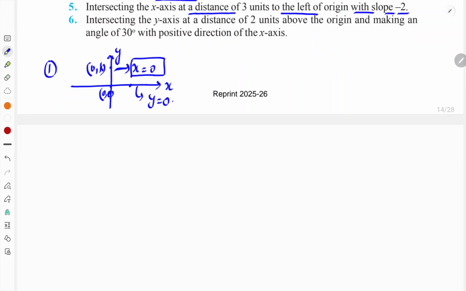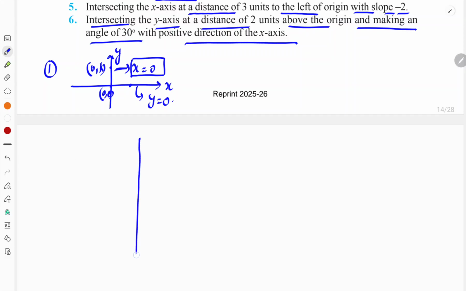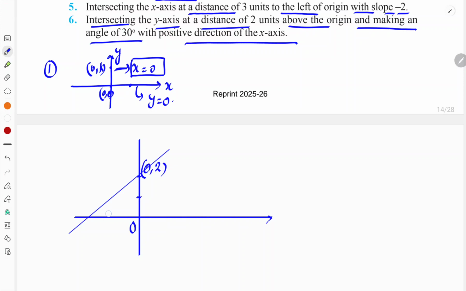Okay, dear student, the next problem says: the line intersecting the y-axis at a distance of 2 units above the origin and making an angle of 30 degrees with the positive direction of the x-axis. So the y-intercept is 2 units above the origin, passing through (0, 2), and making a 30 degree angle with the positive direction of the x-axis. So the line is this one.